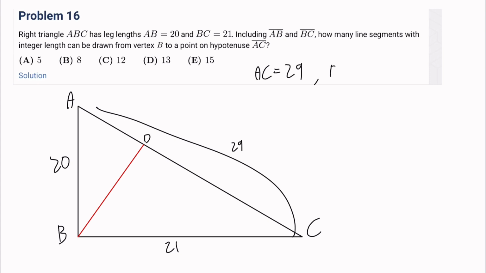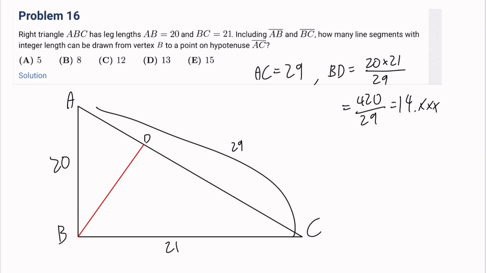And so BD would equal 20 times 21 over 29, because as you can see, this times this equals 2 times triangle ABC, and this times this also equals 2 times triangle ABC. So their areas are equal. So this equals AB times BC over AC, that's what I've used here. And so this would equal 420 over 29, and this is something like 14 point something.